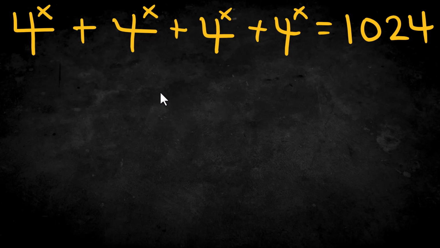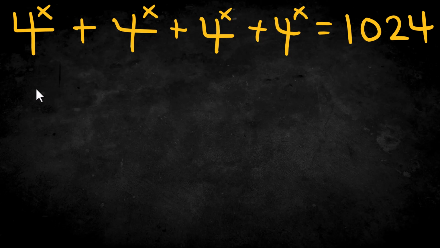All right, let's solve this question together. Now we are given 4 raised to x plus 4 raised to x plus 4 raised to x plus 4 raised to x equals 10 to 4. That is 1024. Okay, so we have so many ways of solving this.